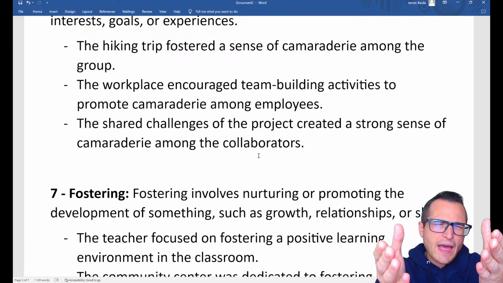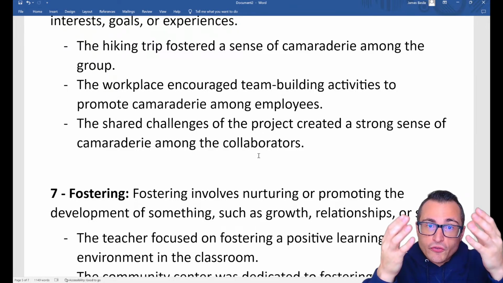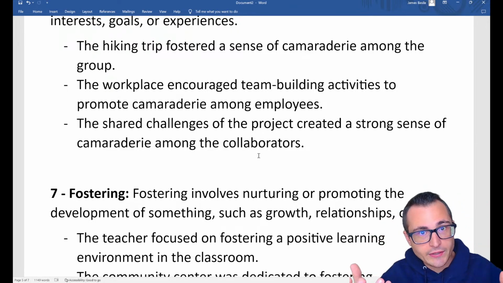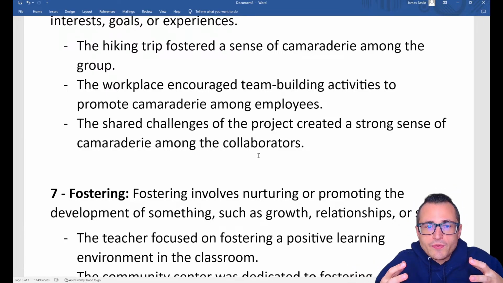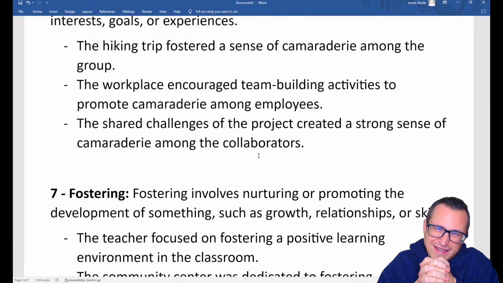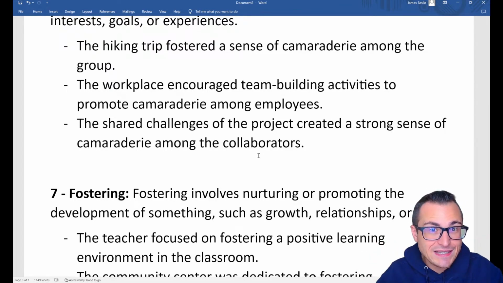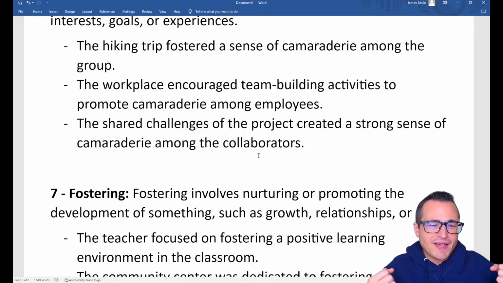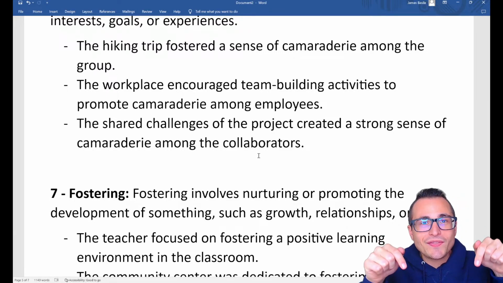Do you have a feeling of camaraderie with your colleagues or your coworkers or your classmates? Do you feel that you can work together with your classmates or your colleagues? Do you feel that camaraderie, that spirit of unity? Let us know in the comments.